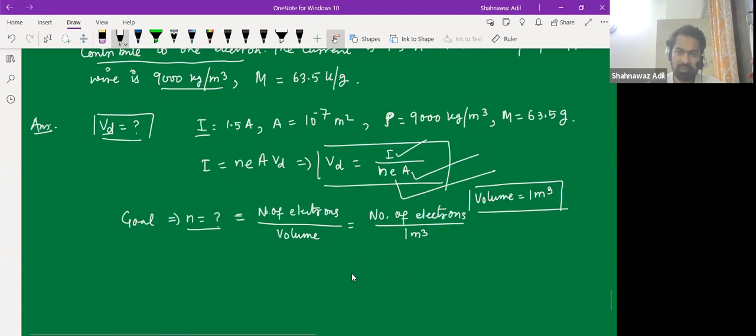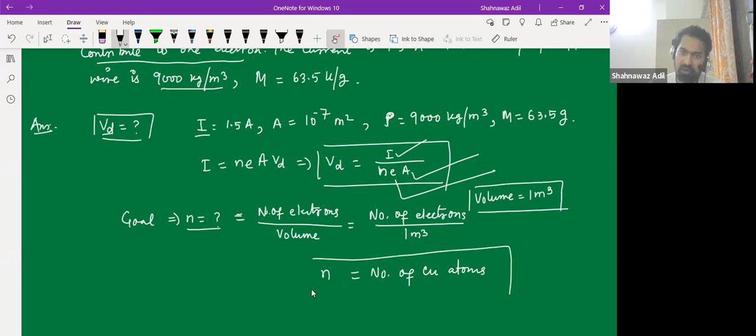Is this part clear? So to calculate the number of free electrons, I will calculate the number of copper atoms. Right, this is the code. So N would be the number of copper atoms divided by 1 meter cubed. So this is right.